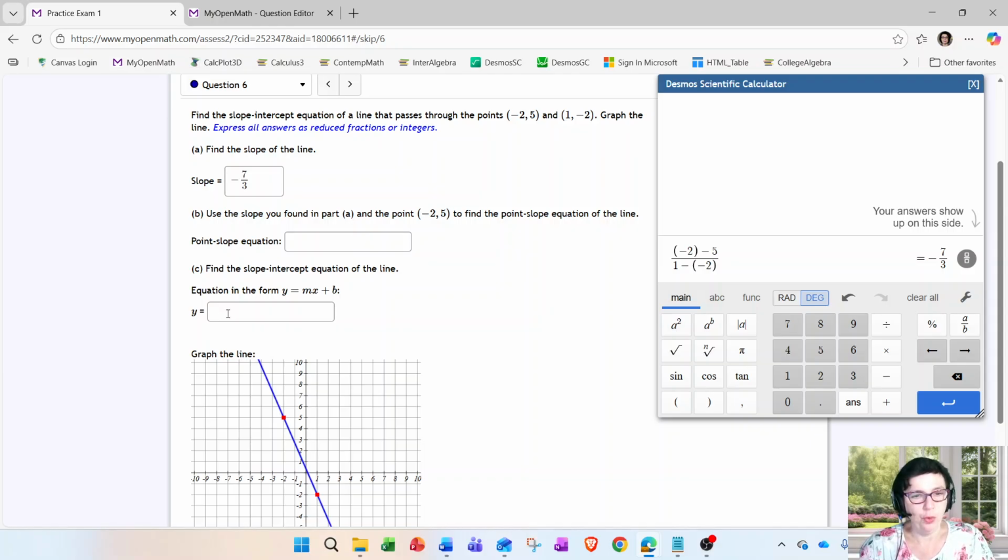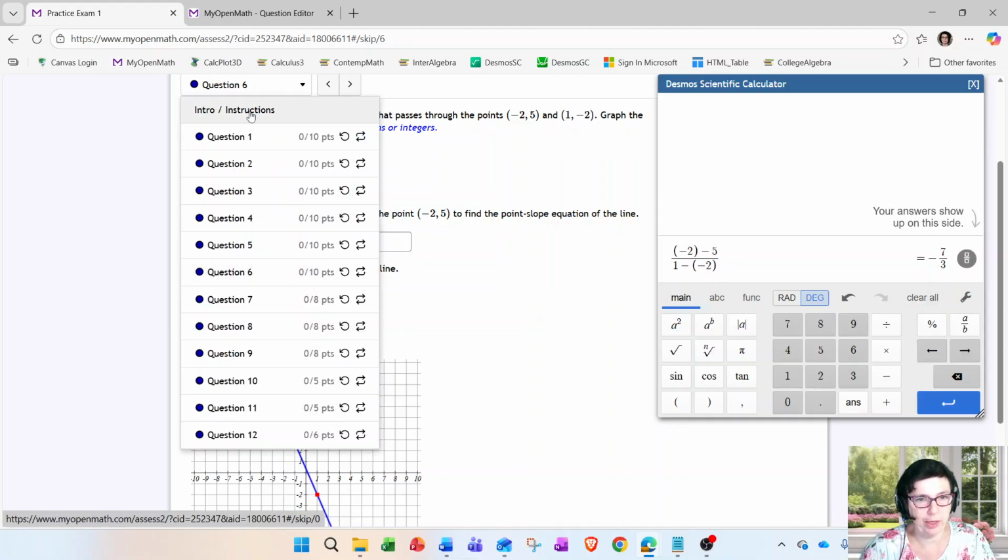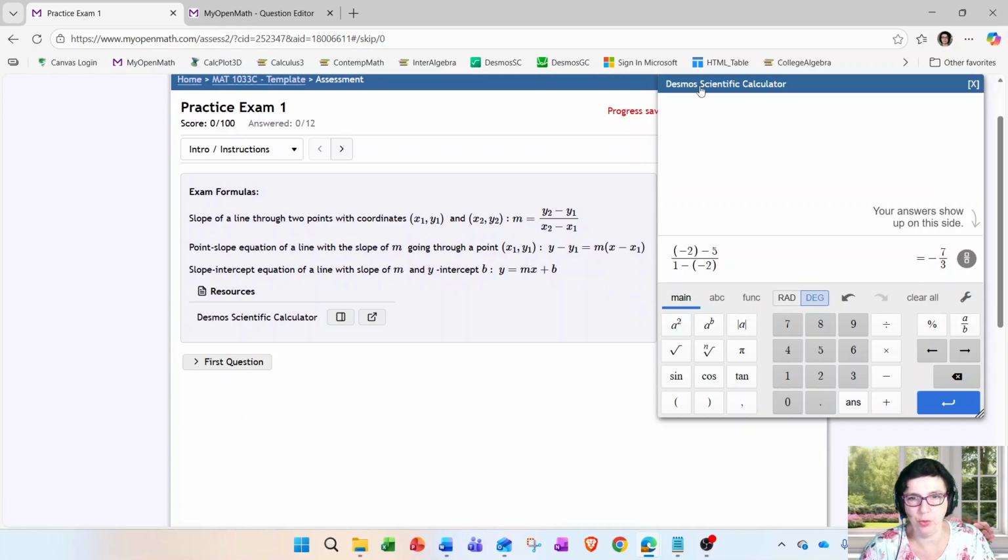Okay, so the next thing is to determine the point-slope equation of a line. Now, do we have it? Let's go again to the intro and instructions page. Yes, we do have it.